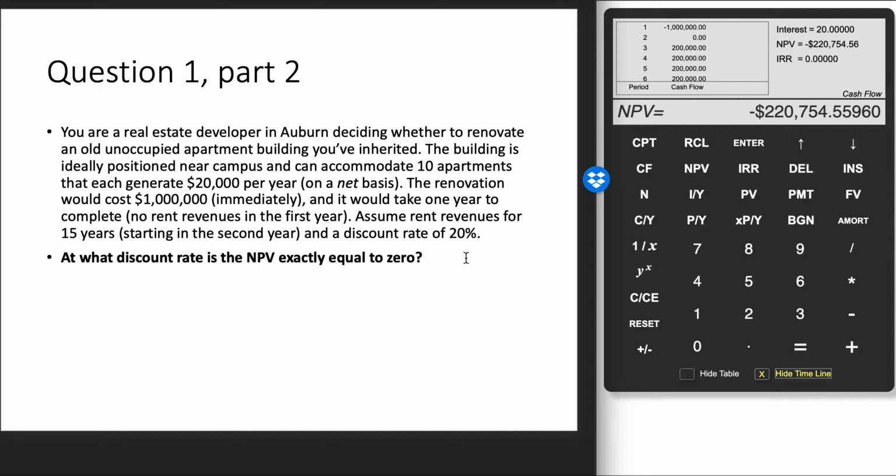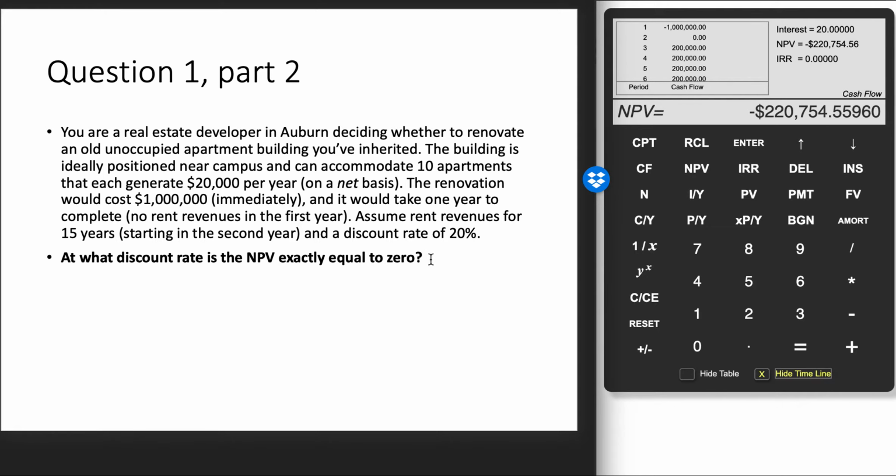Next question is, at what discount rate is the NPV exactly equal to 0? Now, notice that I've used an interest rate of 20%. And that's because from part 1 of the question, as I was looking into this potential opportunity, I may have looked at opportunity costs or considered the risk of the project, and that is what brought me to the discount rate of 20%.